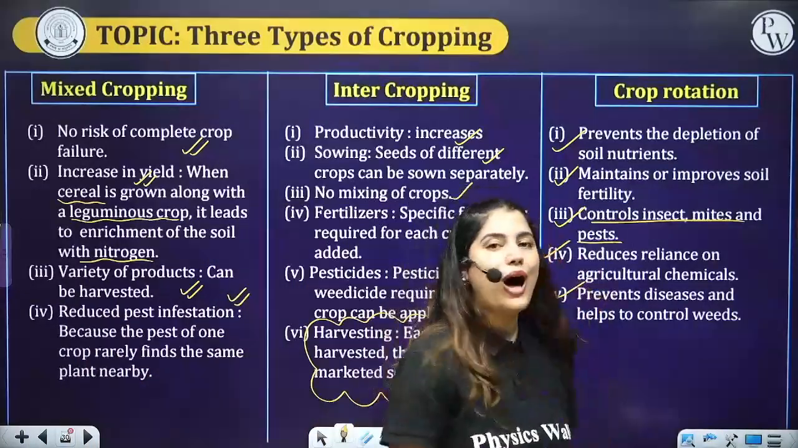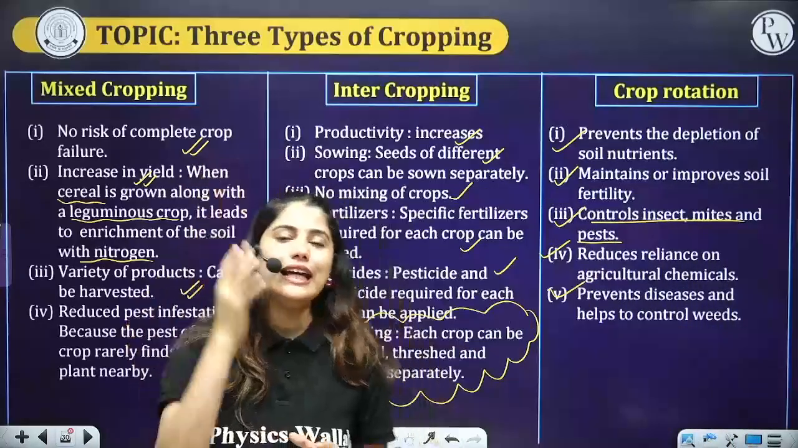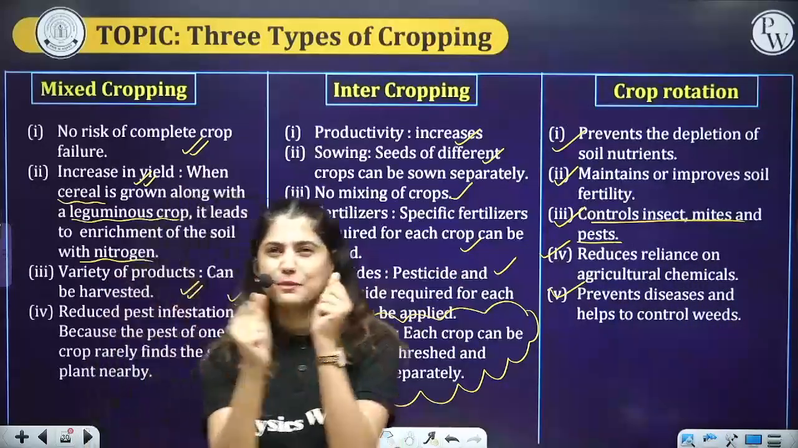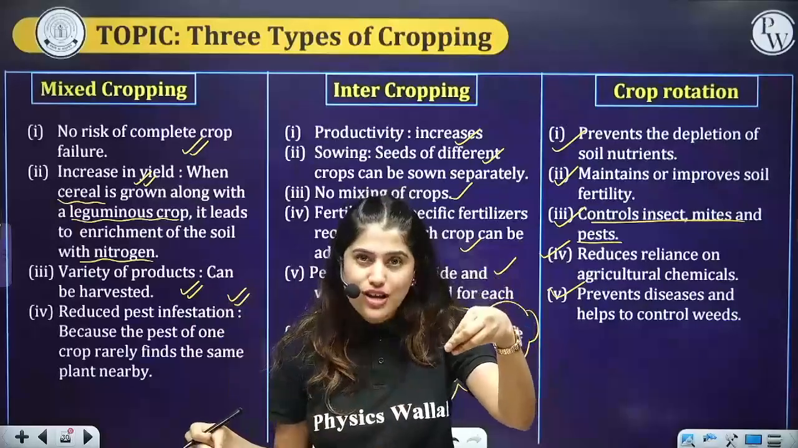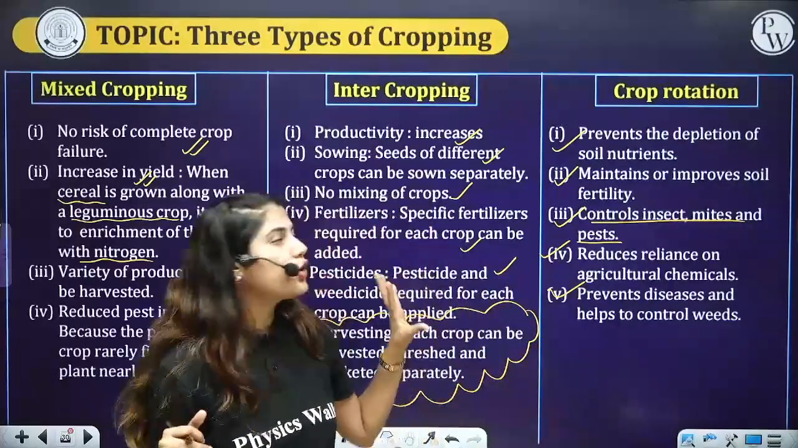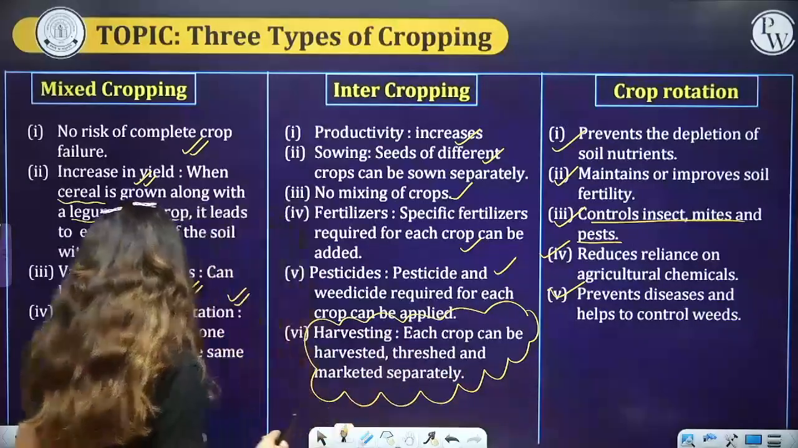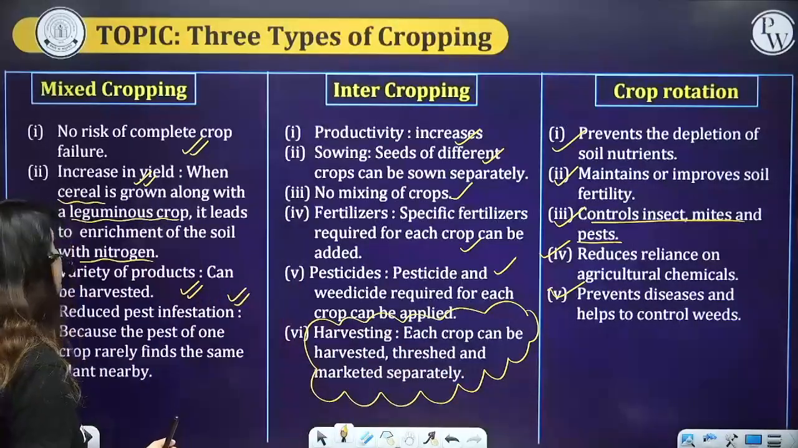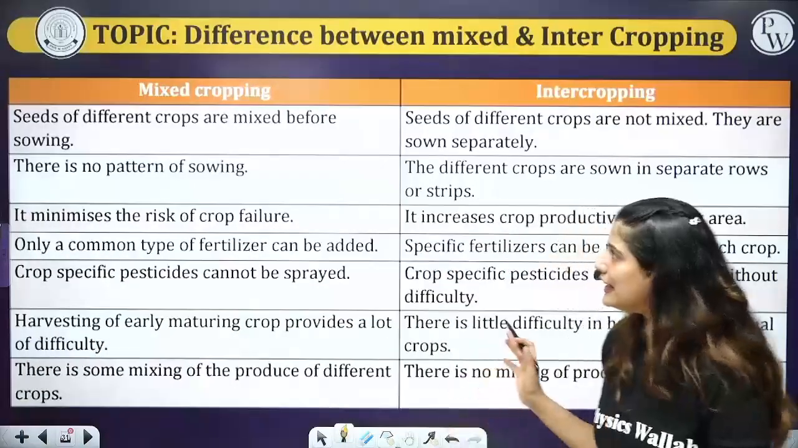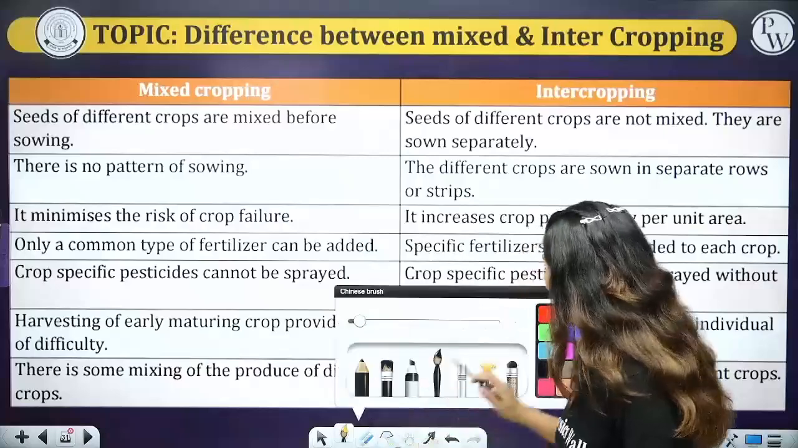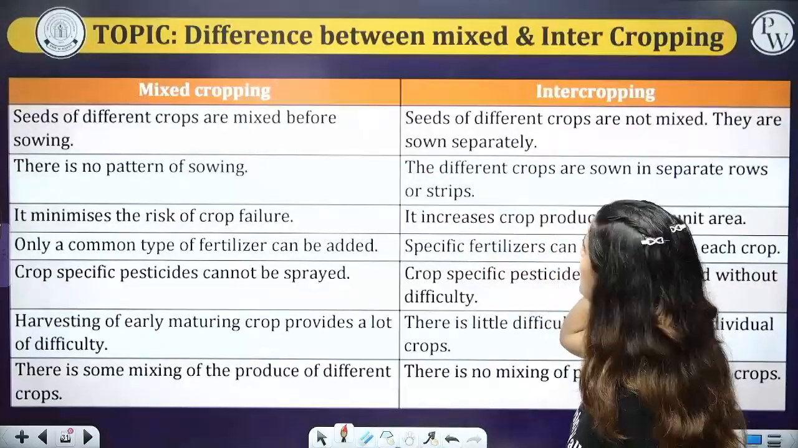That was about your cropping methods: mixed cropping, intercropping and crop rotation. Mixing and then sowing; intercropping, growing them in specific rows; and lastly we have crop rotation, where we are growing them in a specific manner. That is, first we are growing the leguminous and then we are growing the non-leguminous plants. These are the disadvantages of the differences between mixed cropping and intercropping.